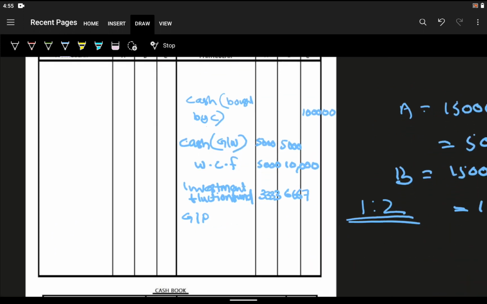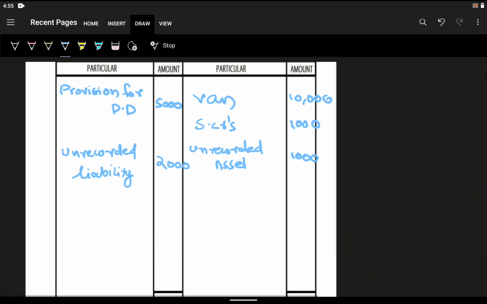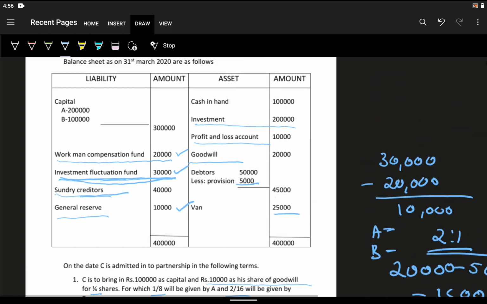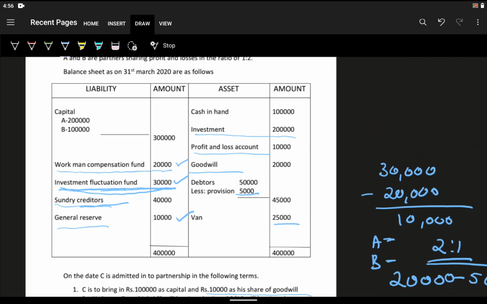What is the amount of general reserve? We'll distribute in 1:2 ratio. So already we did the calculation, that is 3,333 and 6,667. Okay, general reserve. Anything else is there? Okay, this liability side is finished. Now we'll go to the asset side.